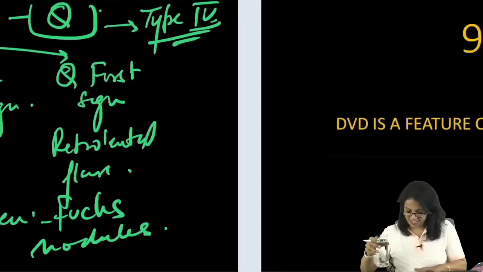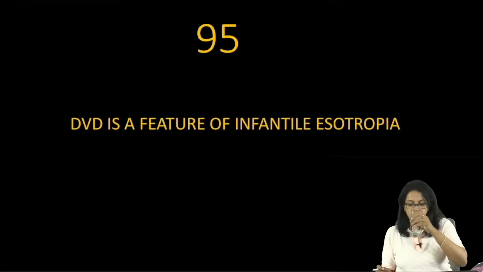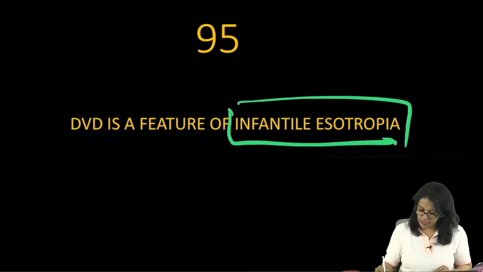Okay. Which is the next? DVD is a feature. It does not obey Herring's law. I have told you. One more question, which is your exam question, so we will mention here: in infantile esotropia you get latent nystagmus. We will not forget this.